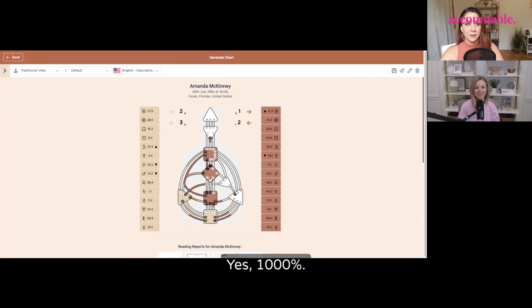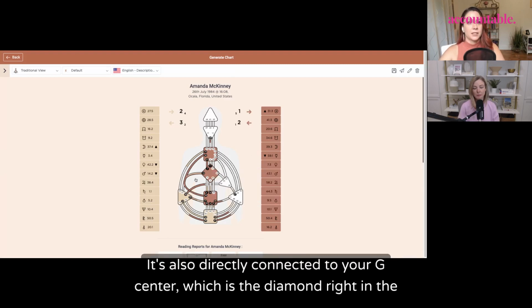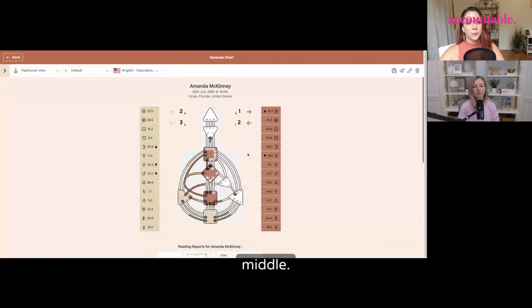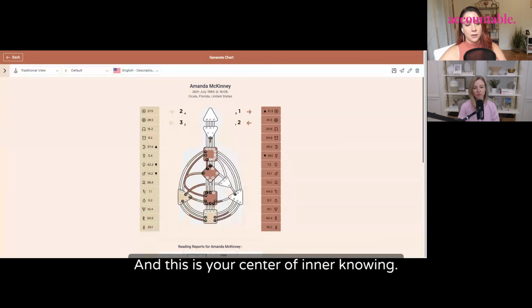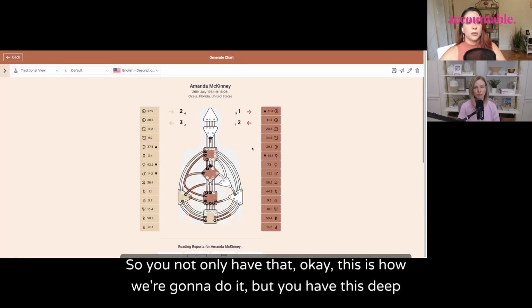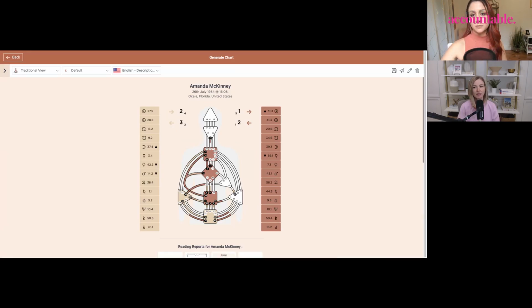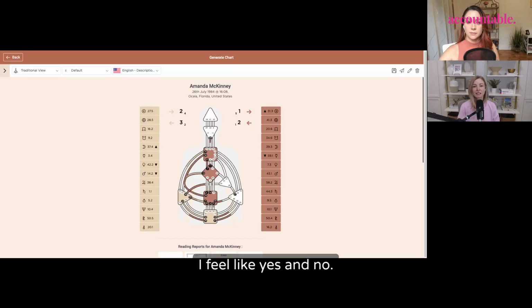Yes, 1,000%. And to throw in another one there, it's also directly connected to your G center, which is the diamond right in the middle. And this is your center of inner knowing. This is your center of self-love, knowing what path you're on, knowing your vision. So you not only have that, okay, this is how we're going to do it, but you have this deep knowing of like, this is the right way to do it. Does that resonate?